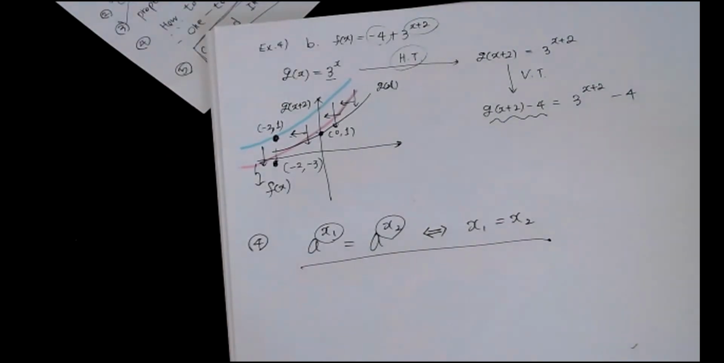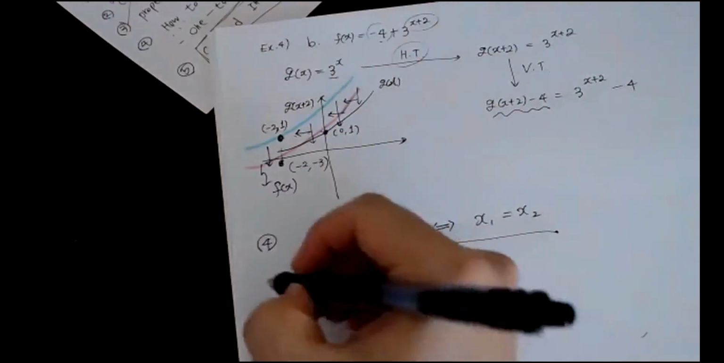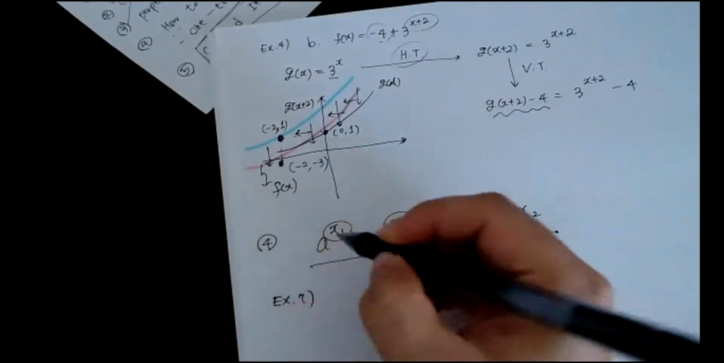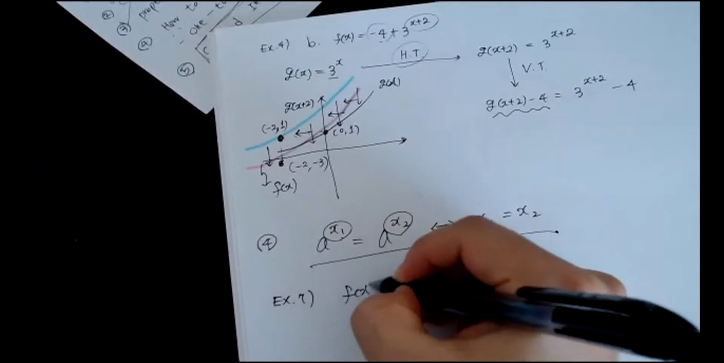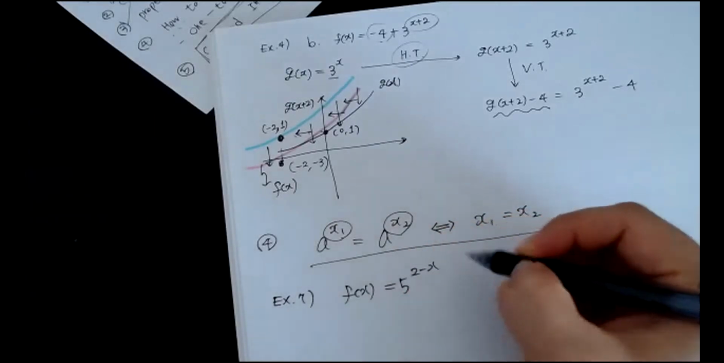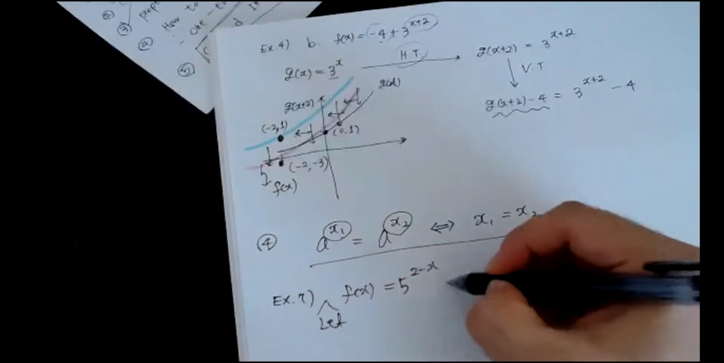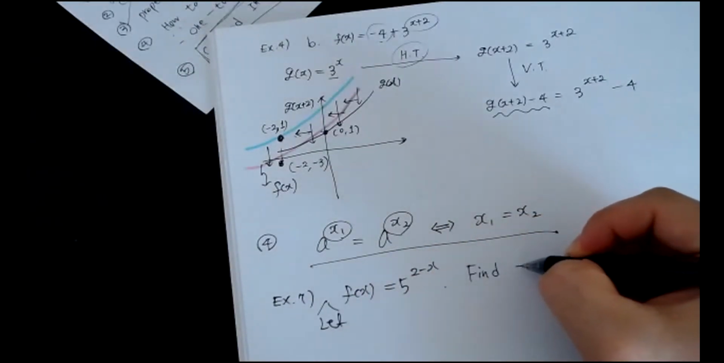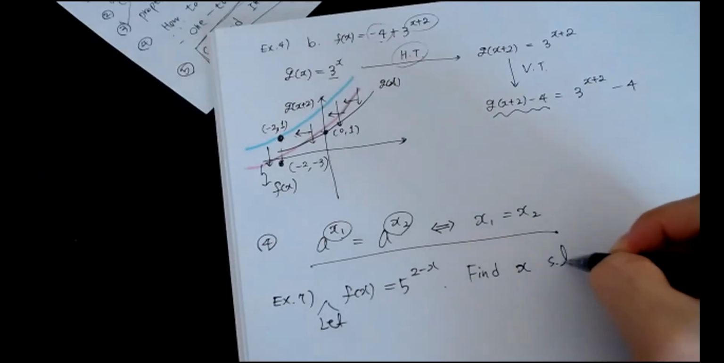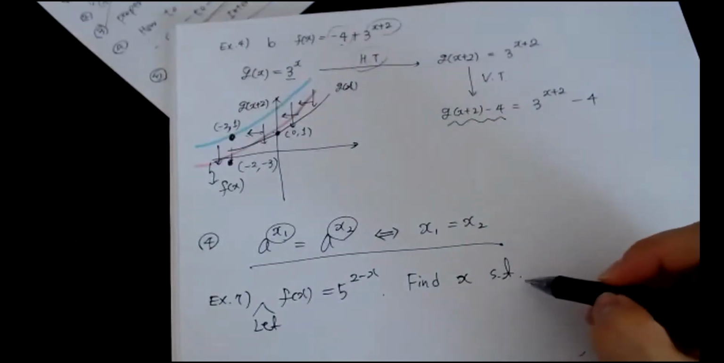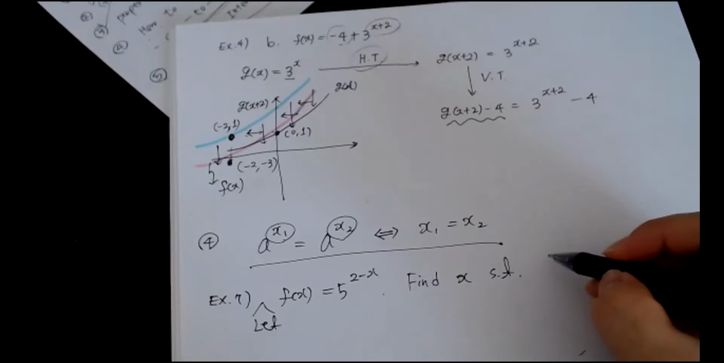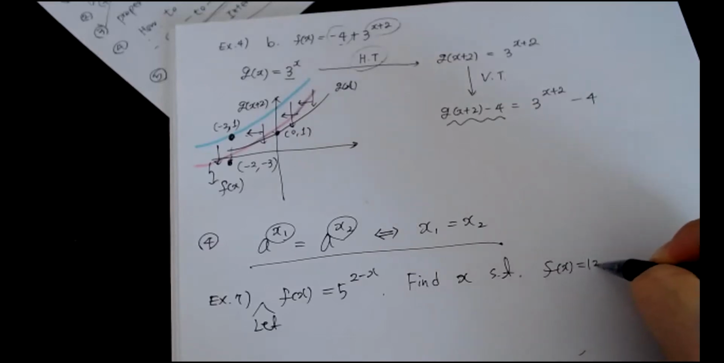Because, let's see, the example. Yeah, example 7 in the textbook. So let's think about this. f of x is defined by 5 to the 2 minus x, and the equation is this: find the x such that f of x is 125.